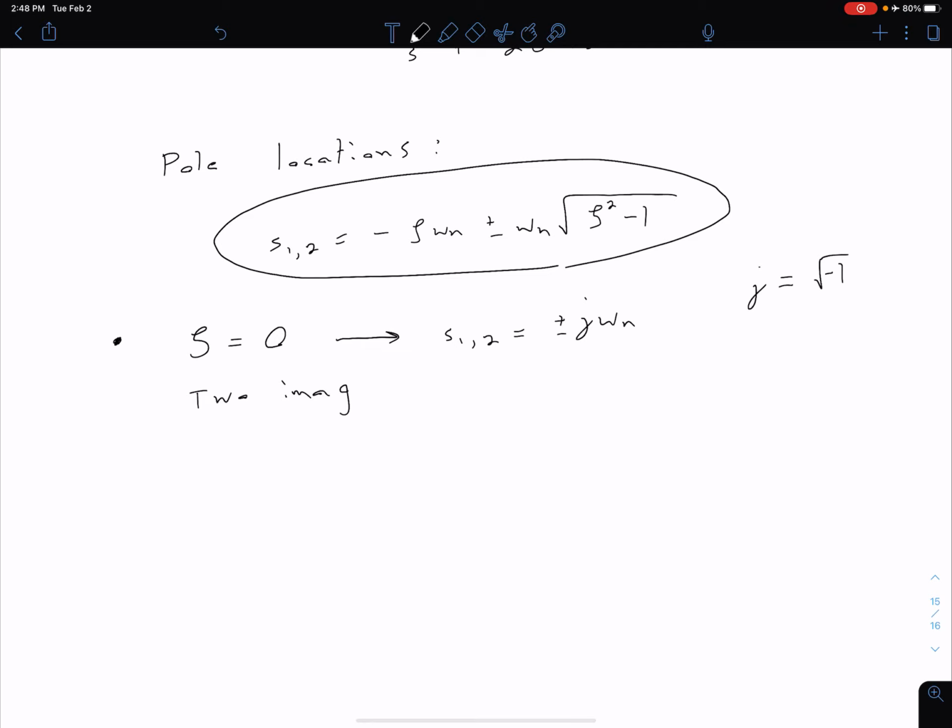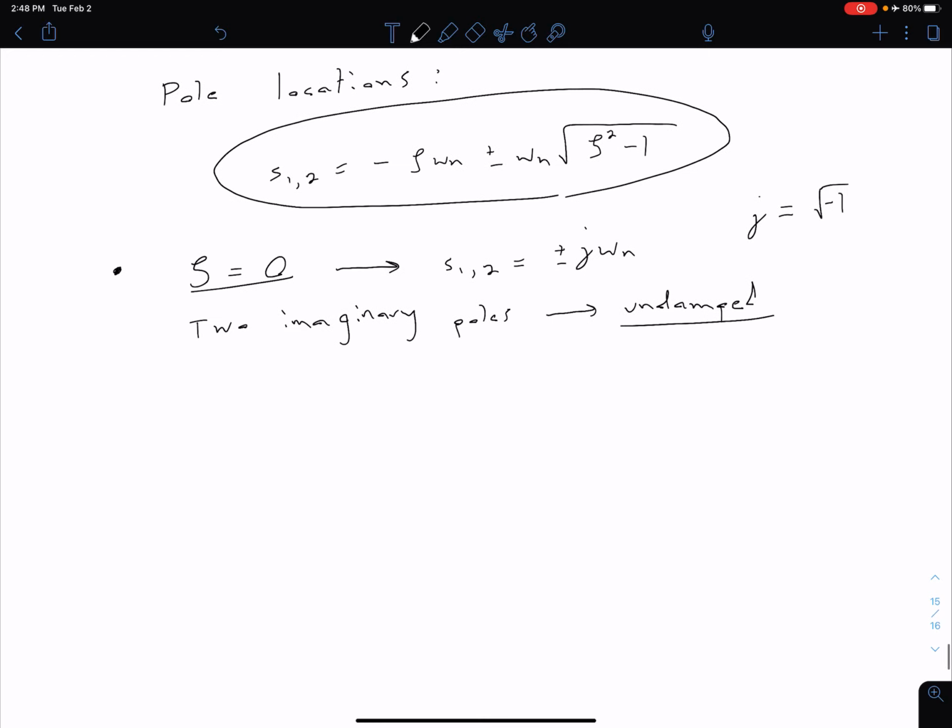So two imaginary poles tells us undamped response. All right, so pretty easy.